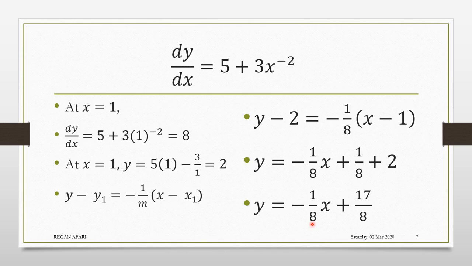All that you have to do is to differentiate the curve, find the gradient at that point, then given the point you can find the y value, and you do substitution. You are good to go.